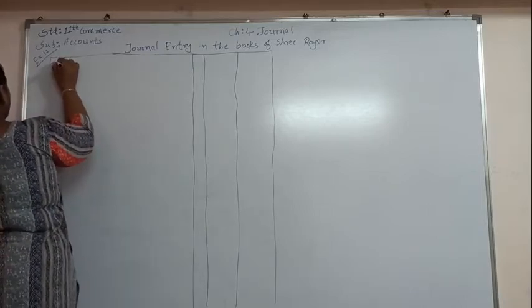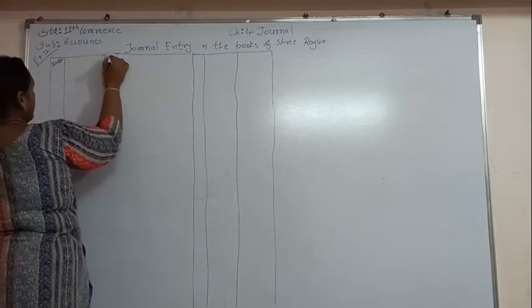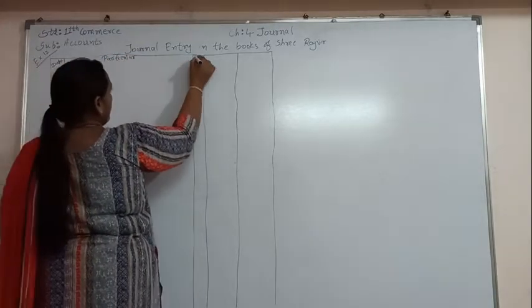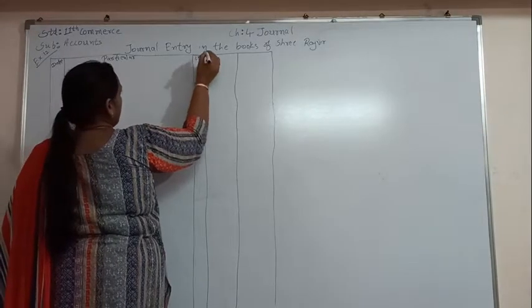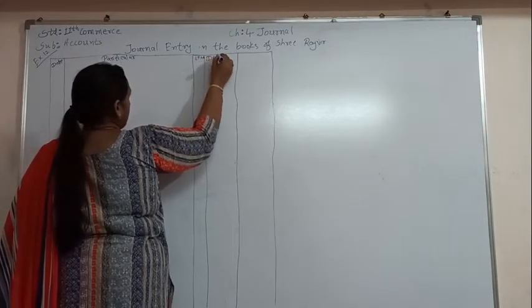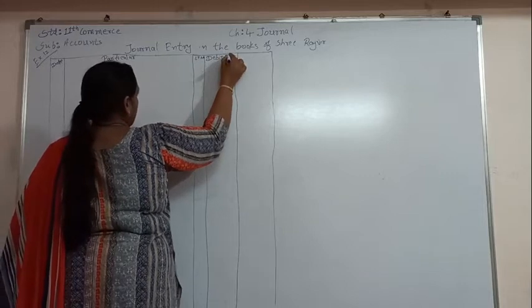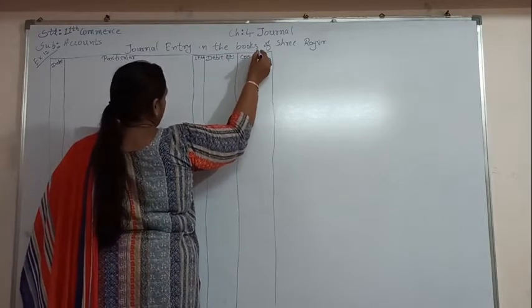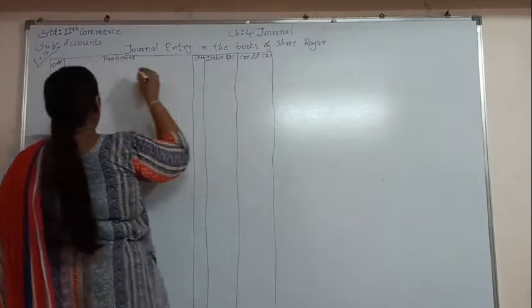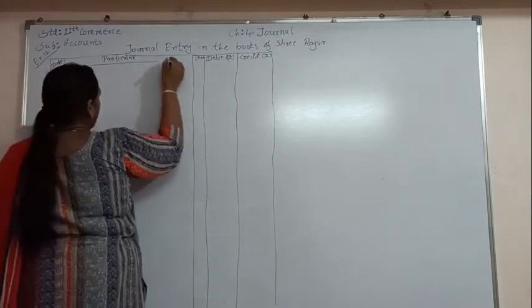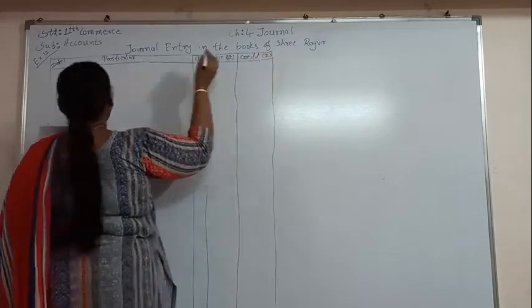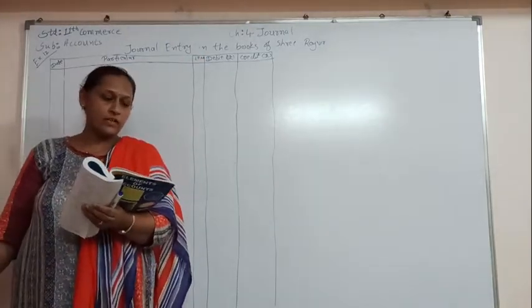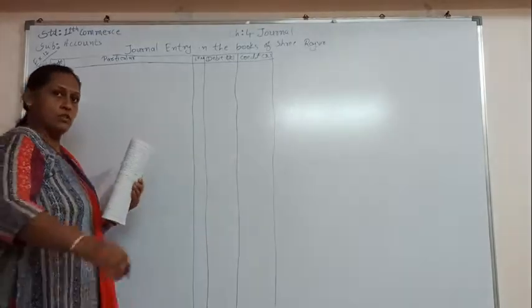Date, particulars, ledger folio number, debit rupees, credit rupees. So here the date is 2014 August 1st.